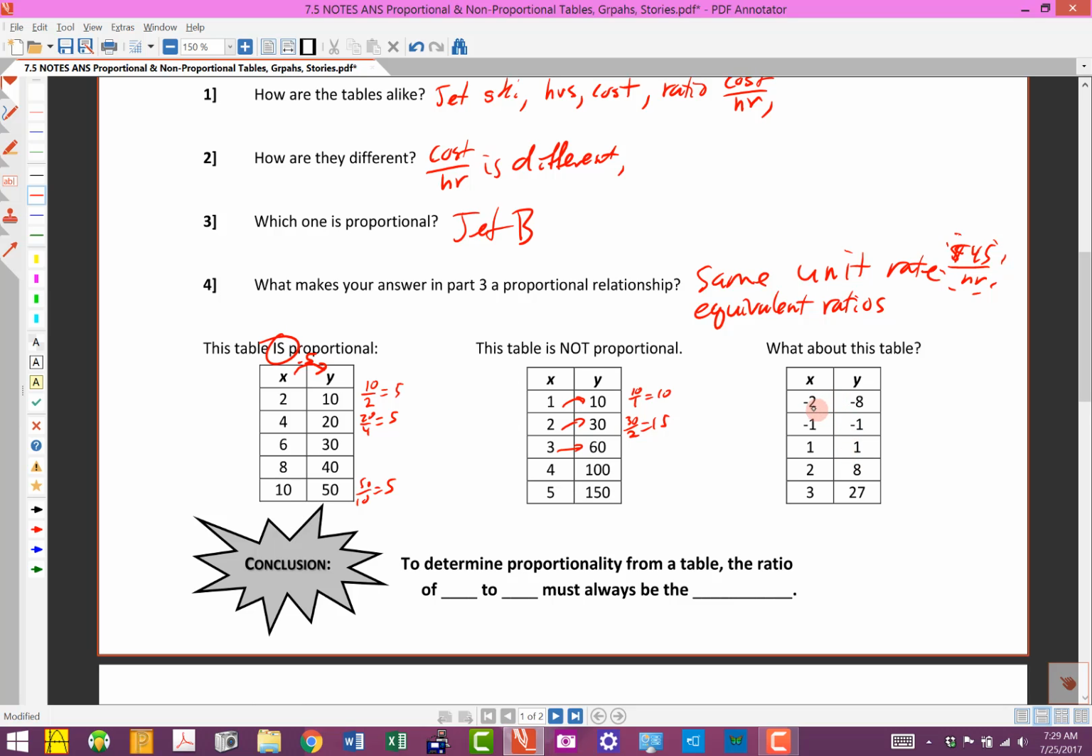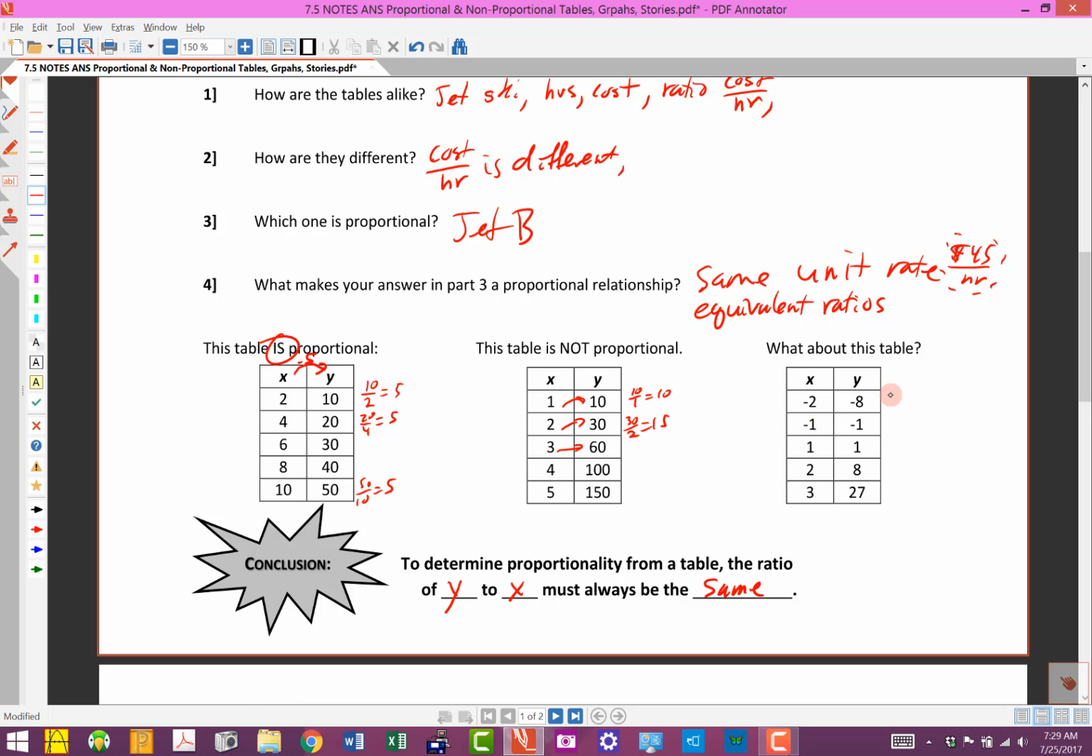I want you to take a look at that. So it says -2, that corresponds with -8 for y, -1 and -1, 1 and 1, 2 and 8, and 3 and 27. Well, you might have a guess there, but let's think about what we did here, and let's fill in this conclusion right here. It says to determine proportionality from a table, the ratio of, now remember how we do these ratios, we put the y over the x, so we're going to do the ratio of y to x must always be, now here it was always 5, and here it went from 10 to 15 to 20 and so forth, so it must always be the same in order for it to be proportional.